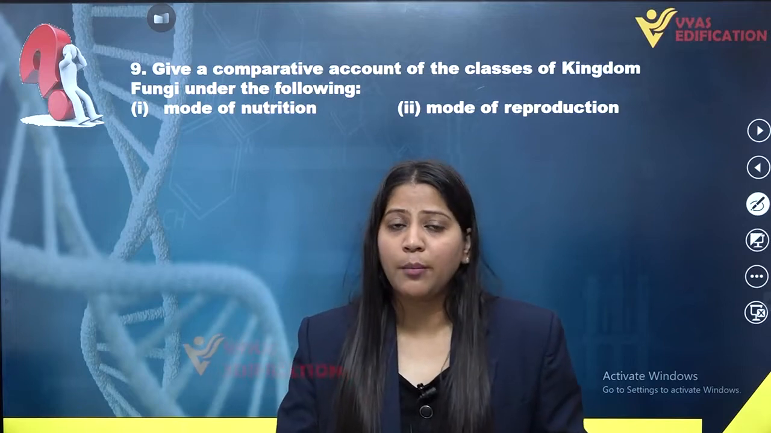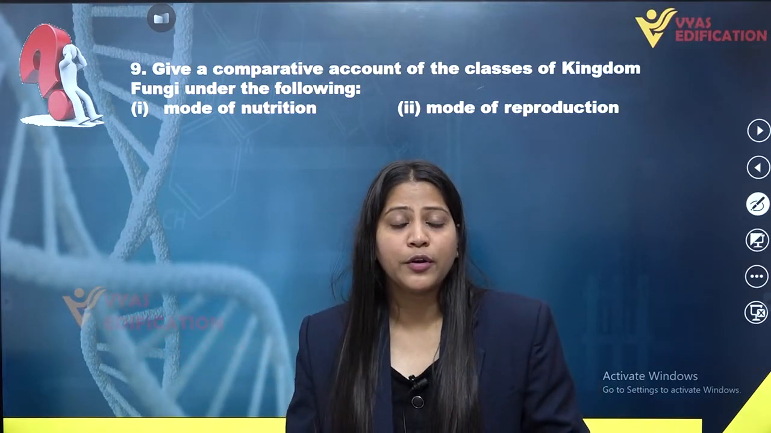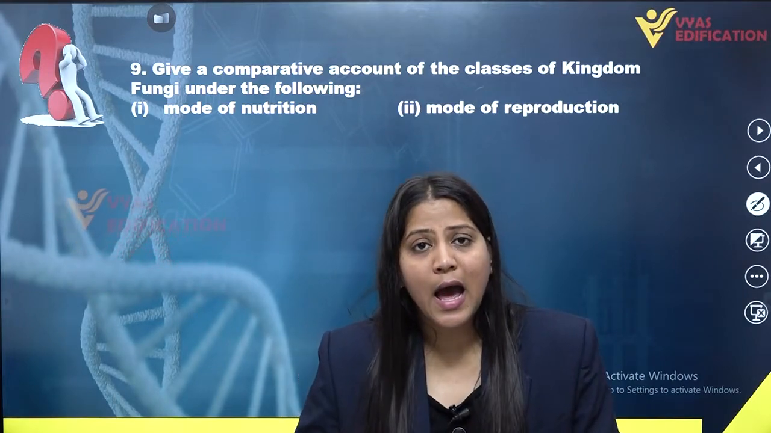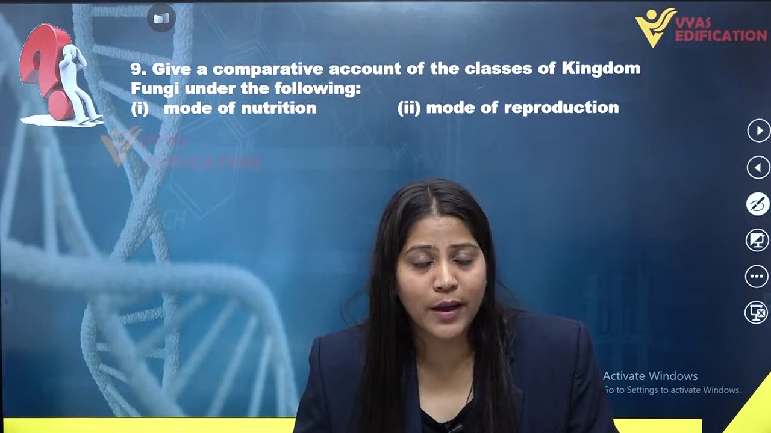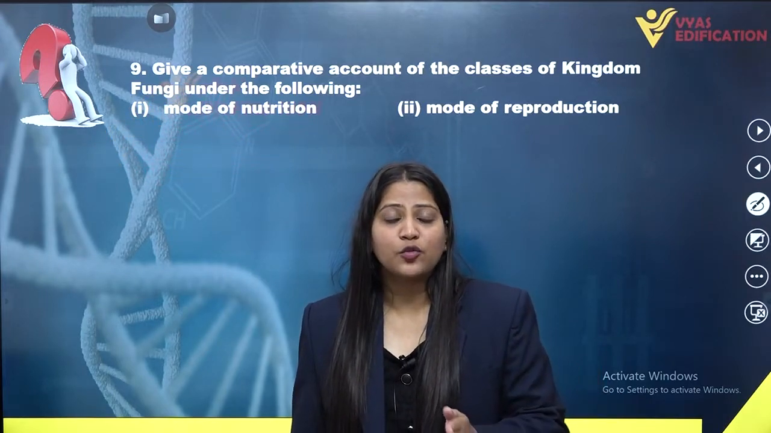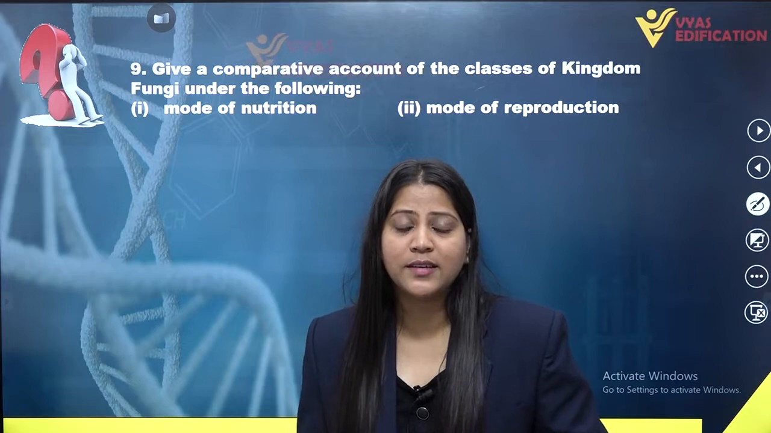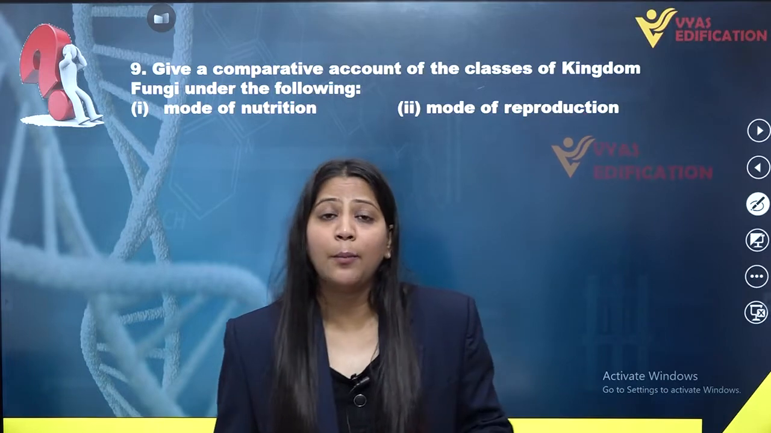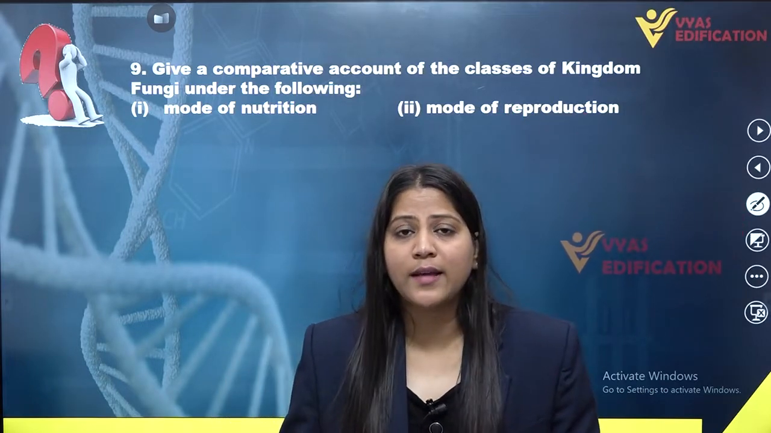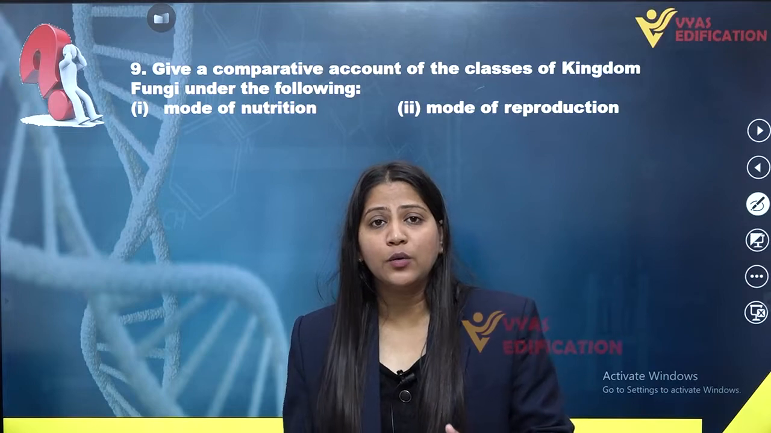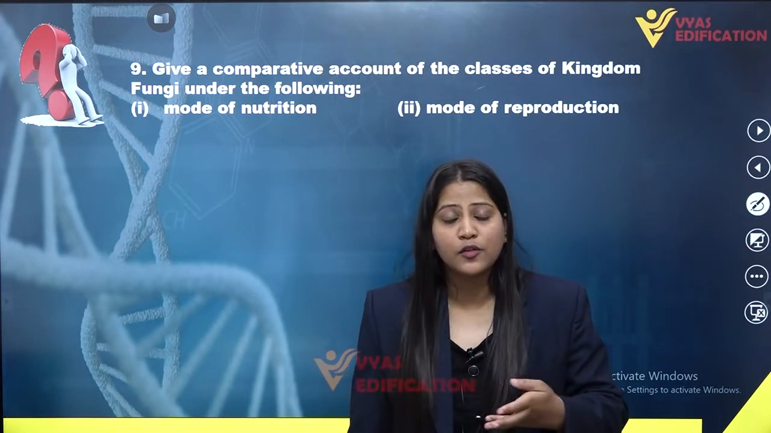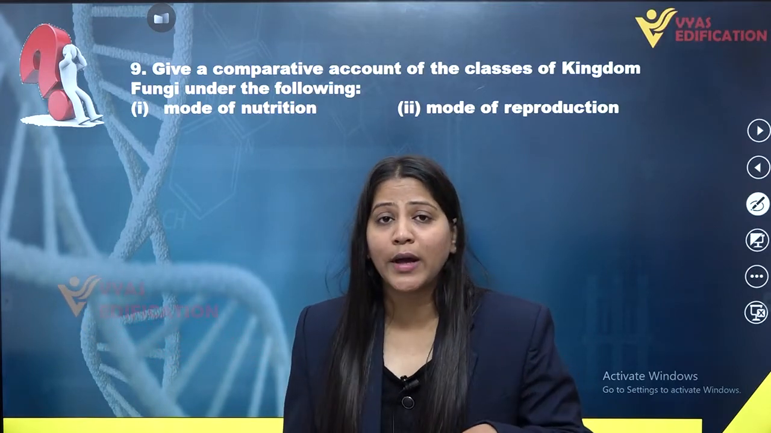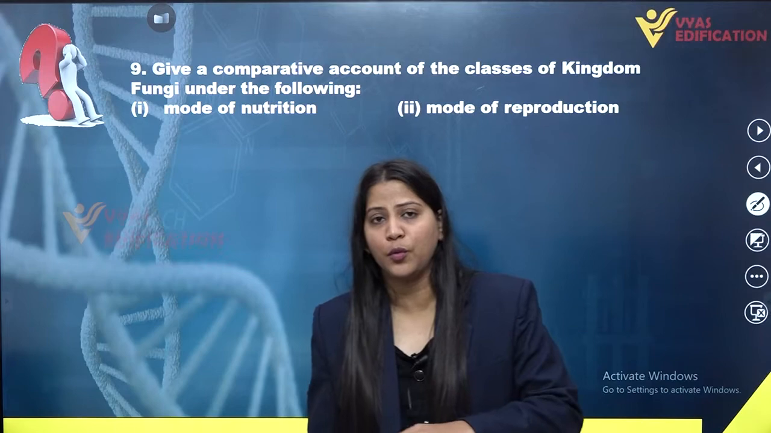And if we talk about the mode of reproduction in Phycomycetes, they can reproduce asexually and they can reproduce sexually as well. If we talk about asexual reproduction in Phycomycetes, they produce motile spores. They can reproduce asexually with the help of motile spores known as zoospores. They also produce non-motile spores, known as aplanospores.